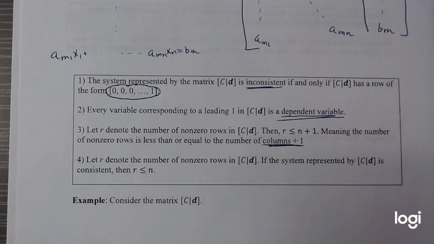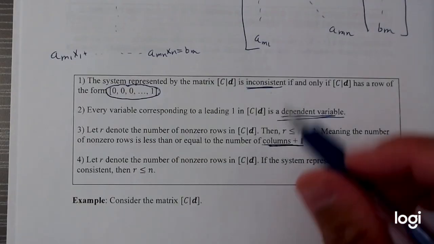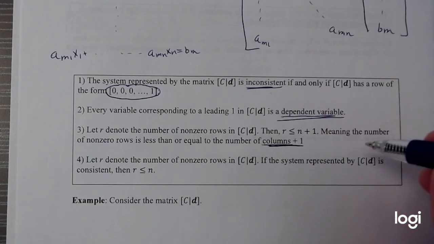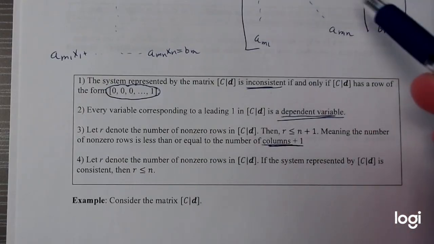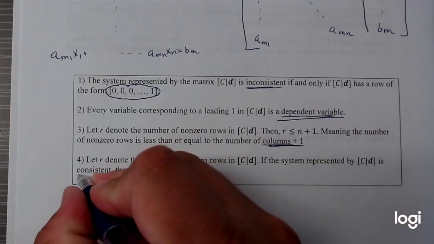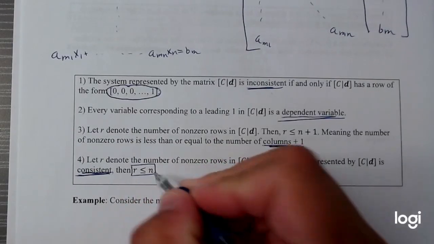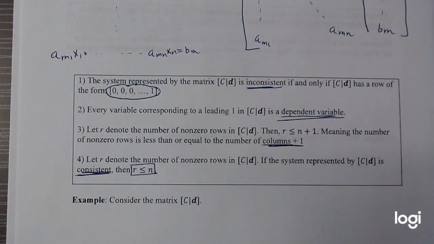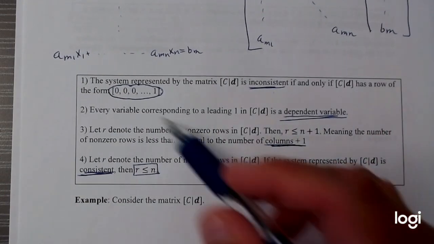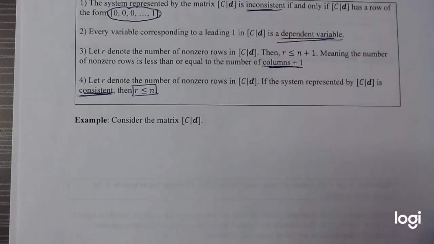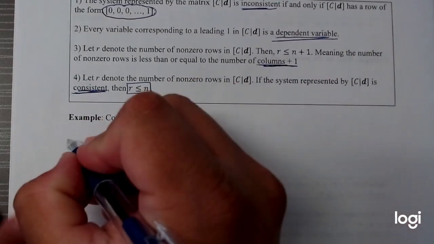And then the last one: let r denote the number of non-zero rows, just like above. If the system represented by the augmented matrix is consistent, meaning we actually have a solution, then r is less than or equal to n, not n plus 1. Okay. All right. So let's figure out what these definitions actually mean. Let's consider this augmented matrix here.